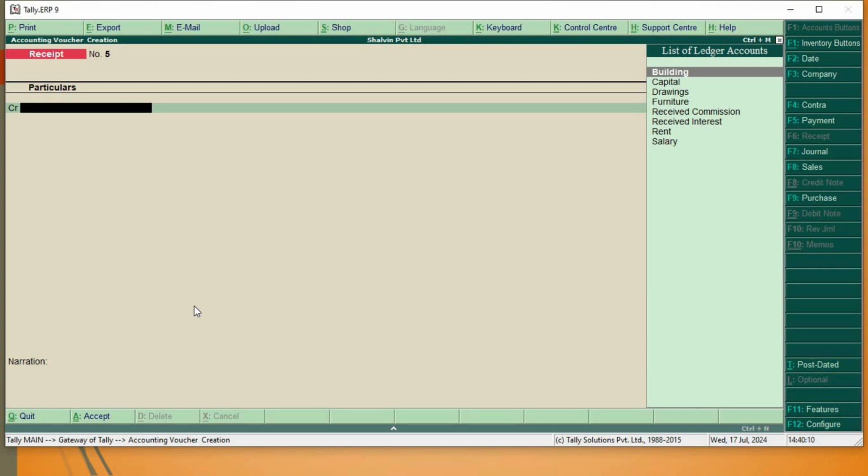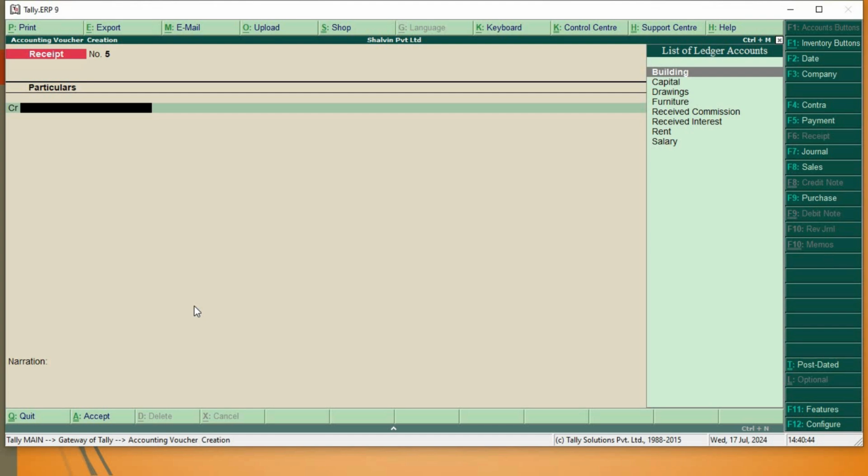So lastly, sold furniture to Ram rupees 8,000 for cash. You're selling an asset for cash. So when you're selling furniture, cash comes inside. That's why you put under receipt voucher. I think now you're clear with the three types of entries: first one is Contra voucher, payment voucher and receipt voucher.